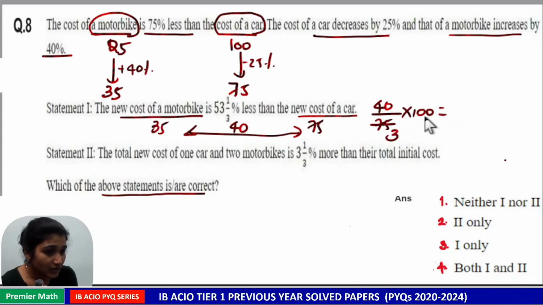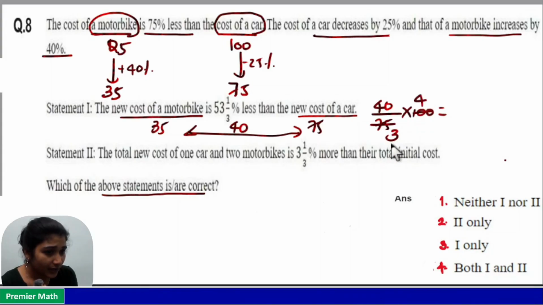25 goes 3 times in 75, 4 times in 100. 160 by 3 means 53 and 1 by 3 percentage. So statement 1 is right.